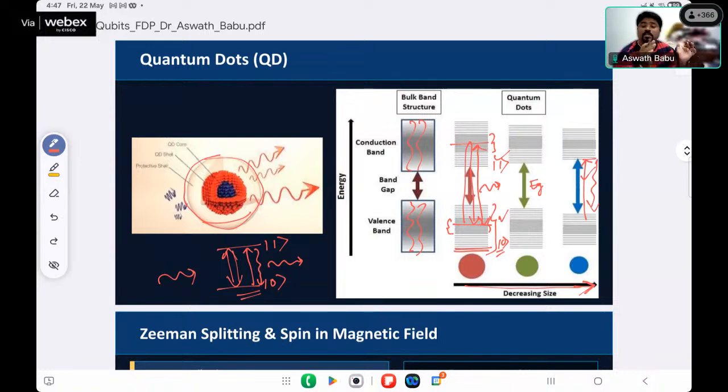Depending on the size, you get a different color. If the quantum dots are confined to a very small region, they respond to very high energy. If they're confined to a very large size, they respond to low energy light, that is red light.